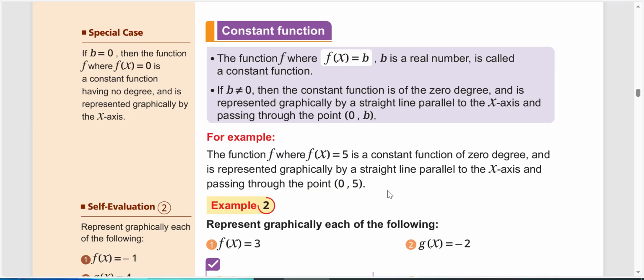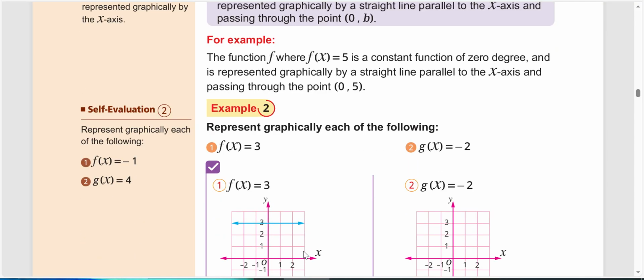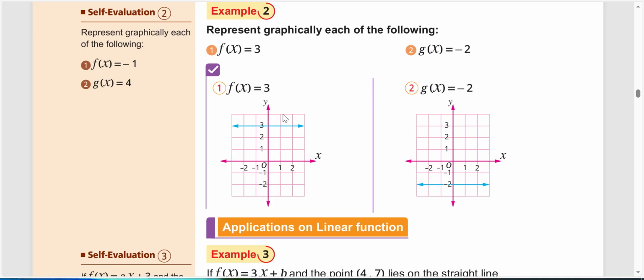Look at the constant function. f of x equal b, we call this a constant function. We draw a straight line through the point 0 and b, parallel to the x-axis, where b is not equal to 0. Like this, f of x equals 3: you can draw a straight line through the y-axis at the point 0 and 3, parallel to the x-axis. And g of x equals negative 2: draw a straight line passing through the point 0 and negative 2, parallel to the x-axis.